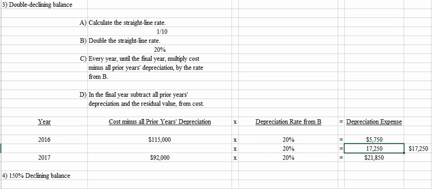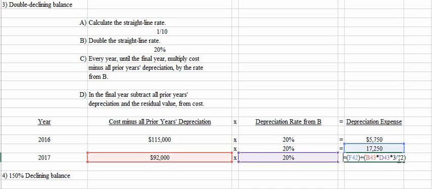Then to get 2017's, we first had to calculate that first 9 months depreciation, which we did here. To do that, we said 115,000 times our rate, 20%, times 9 months over 12. We don't have to subtract anything yet because we're still in year 1, just the last 9 months of year 1. Okay, so that gets us depreciation expense for 2017 through September. So that'll be our first 9 months.